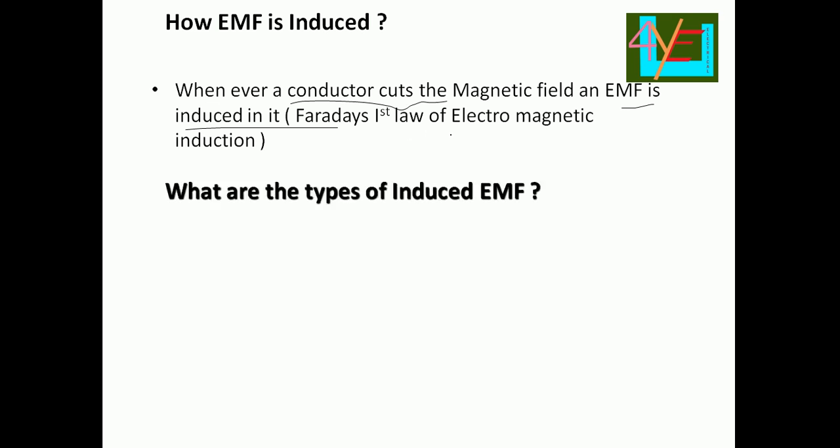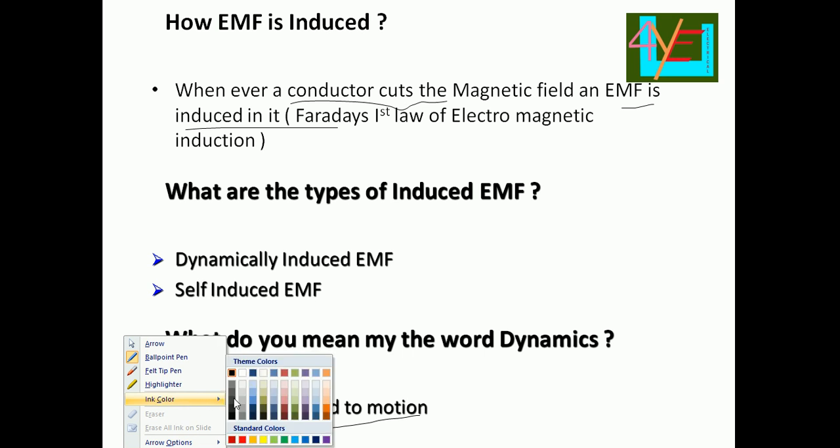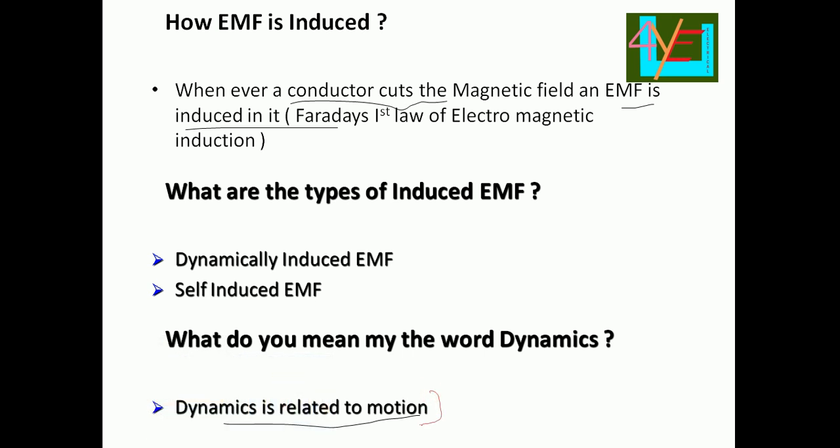Next, what are the types of induced EMF? There are two types of induced EMF. The first one is dynamically induced EMF, and the next one is self-induced EMF. Here, the word dynamic means it is related to motion.